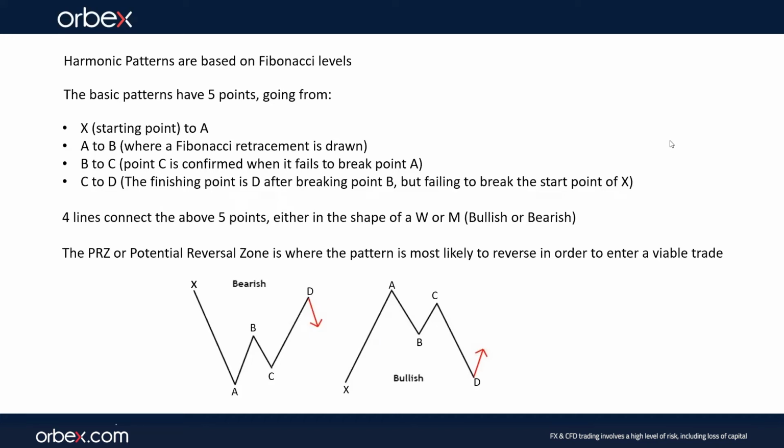The basic patterns have 5 points going from X, which is the starting point, to A, A to B, B to C, and C to D. I've just put here in brackets where a Fibonacci retracement is drawn. Point C is confirmed when it fails to break above point A, and the finishing point is D after breaking point B, but failing to break the start of point X. Now, this could be a little bit of jargon at the moment, a little bit confusing, but I'll take you through step by step all the patterns of harmonics, the main popular patterns, and to see where we can go correctly.